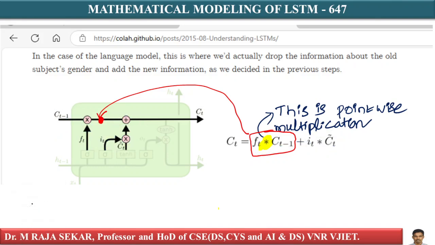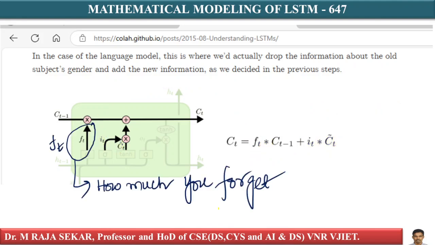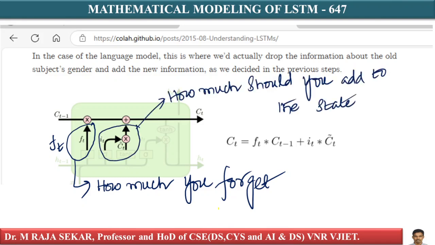Just try to understand this. This is so simple, so straightforward. Anybody can understand this. ft is how much you forget, that we discussed, and how much you should add to the state, that is this plus, how much you can add. Here you have plus, therefore how much you can add, isn't it?